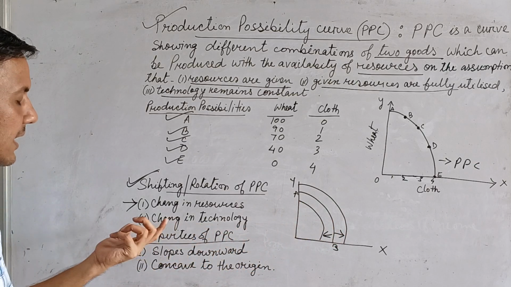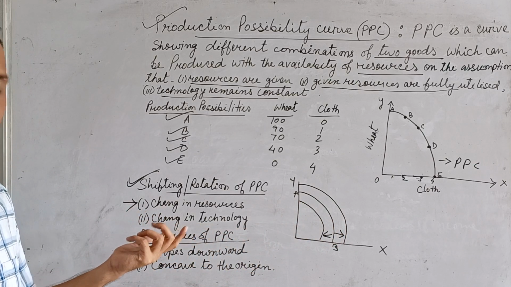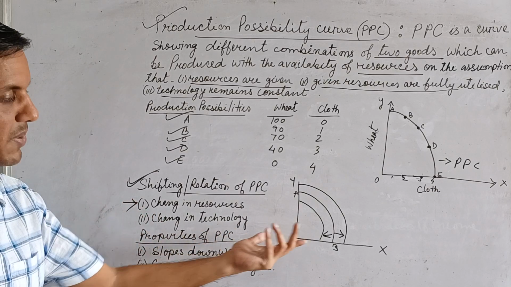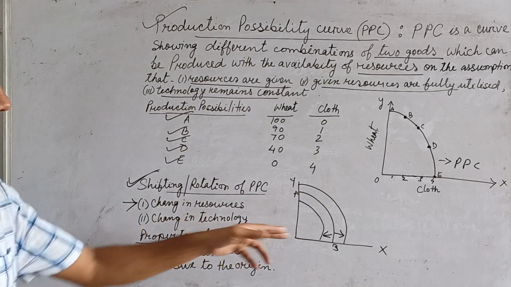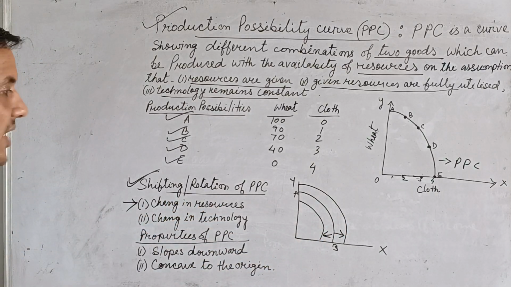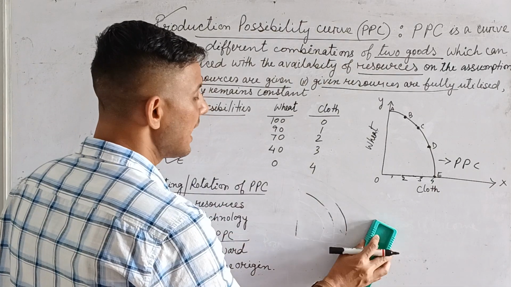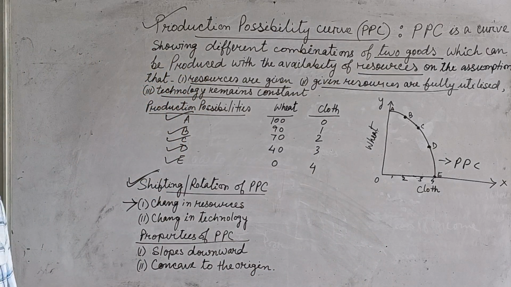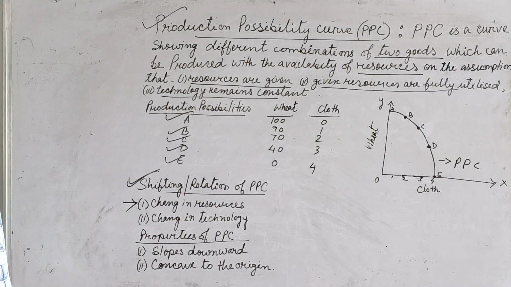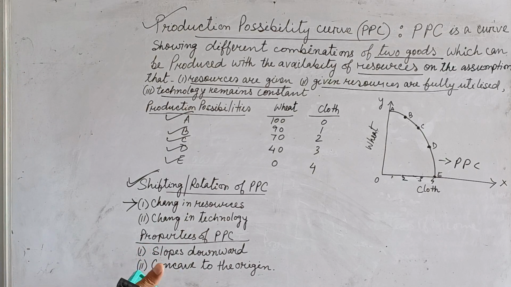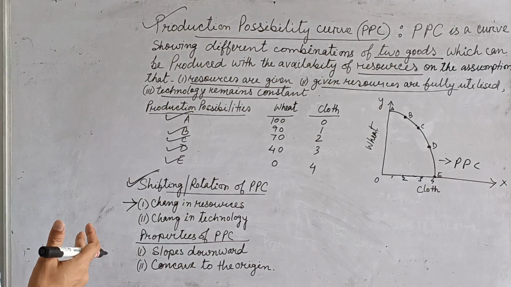So a decrease in resources means a reduction in production, which means the PPC will shift to the left side. See this one and this one. Change in resources is determined by the increase or decrease of resources. An increase of resources means a rightward shift, and a decrease of resources means a leftward shift.